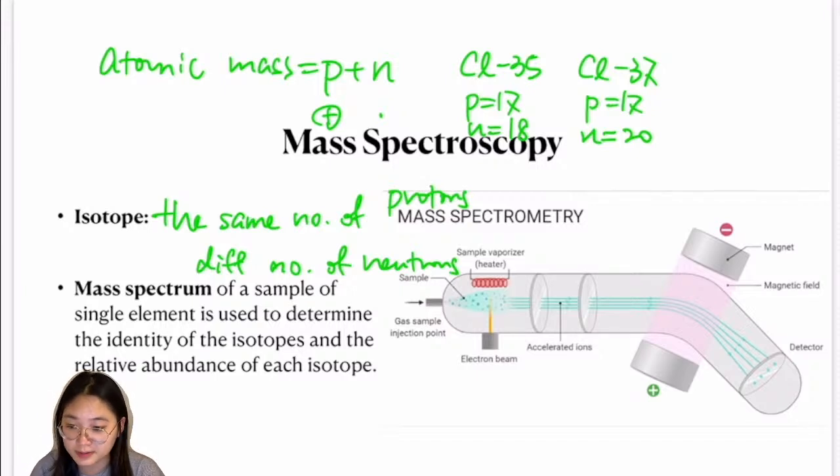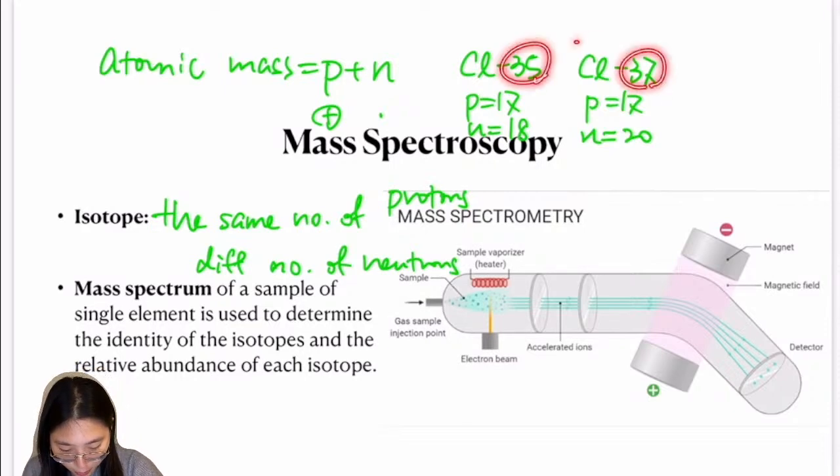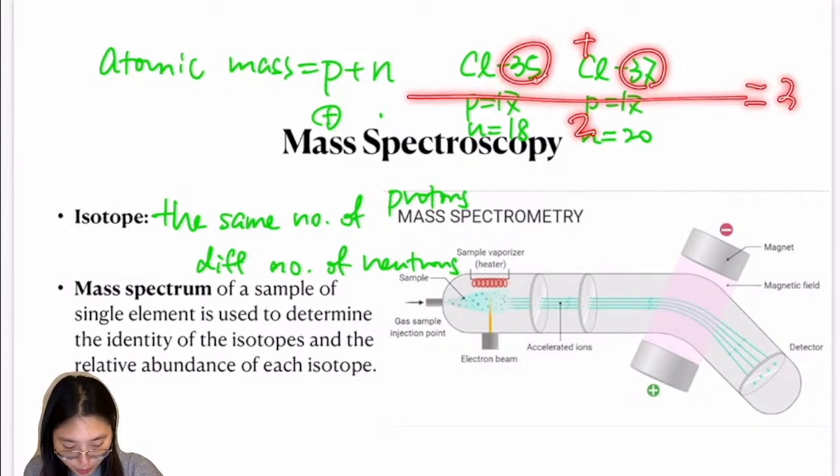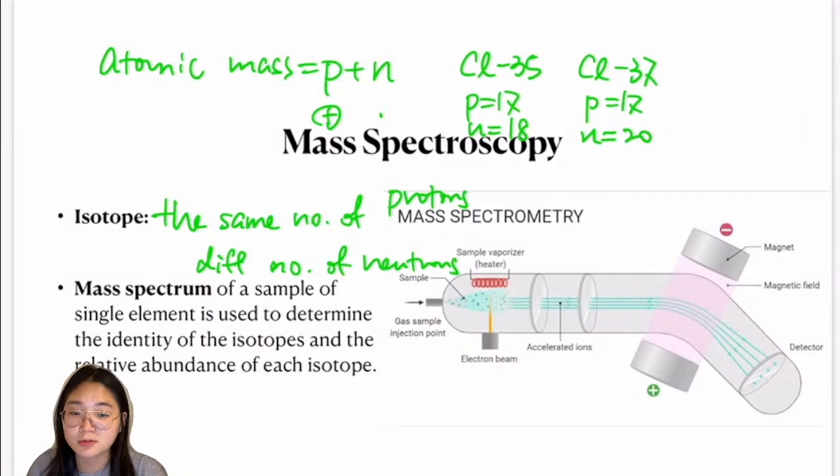Based on their abundance, their percentage in nature, we're going to calculate the weighted average. What is a weighted average? When you calculate the average of two numbers, let's say 35 and 37, what we usually do is add them up and divide by 2, so we get 36. But sometimes they're weighted in different percentages.